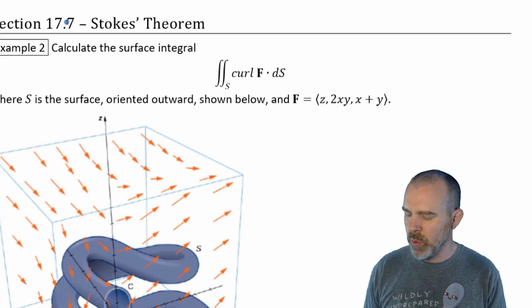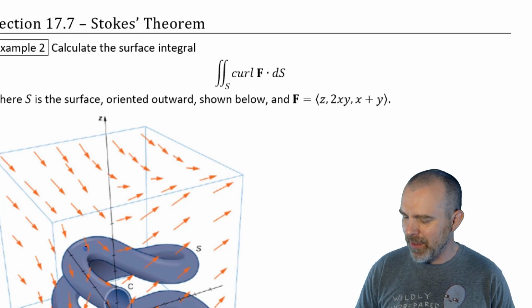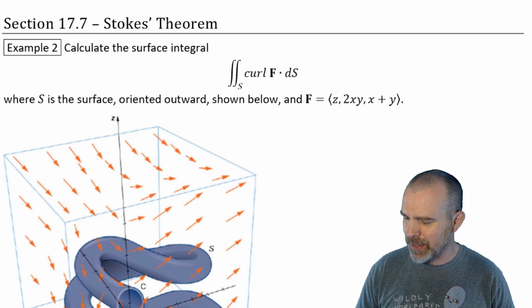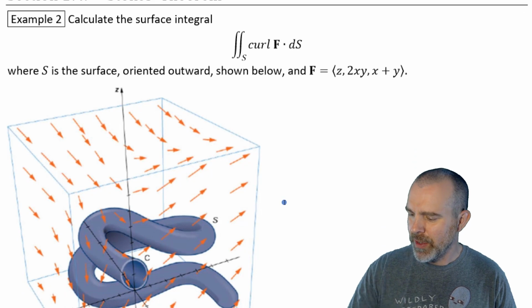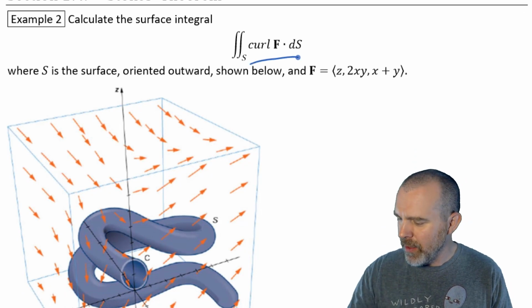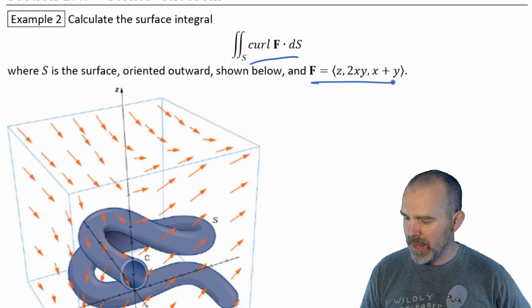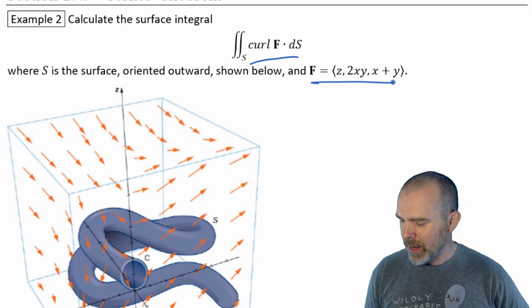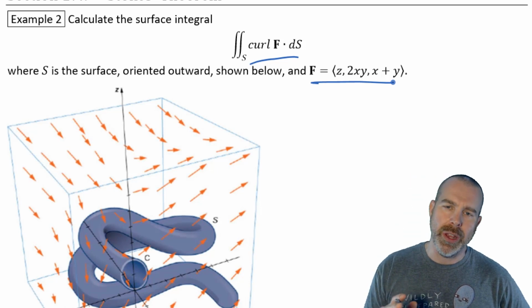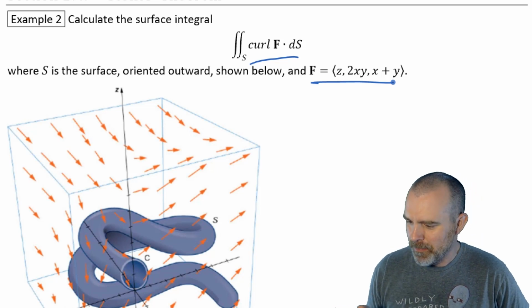Next one looks worse because look at this surface, and you're not even really given any information about the surface. Just calculate the surface integral, the curl of the field over that surface, and I'm given the field. It's z, 2xy, x plus y. The surface is oriented outward. And so then you're thinking, hold on, this is some crazy worm surface. I must need to use Stokes' theorem.